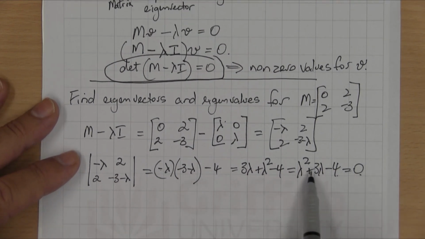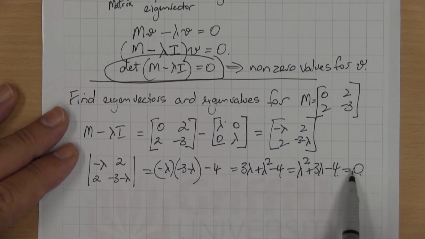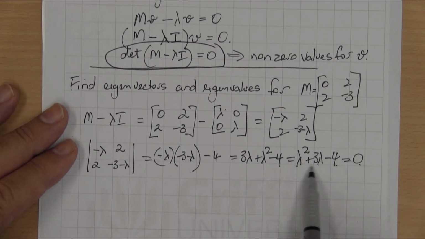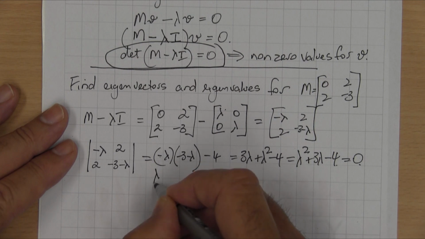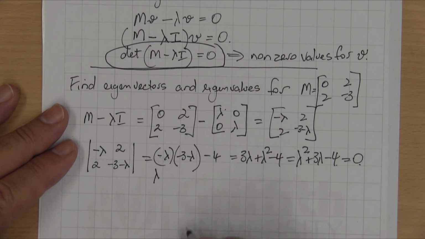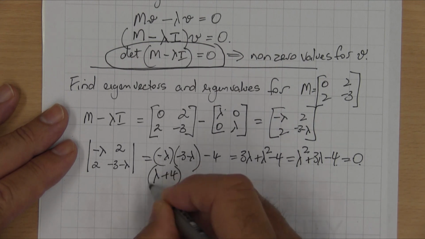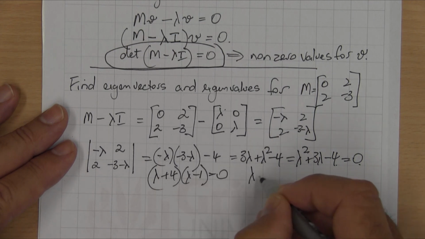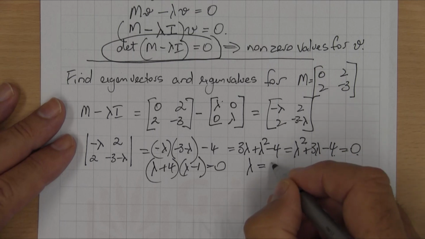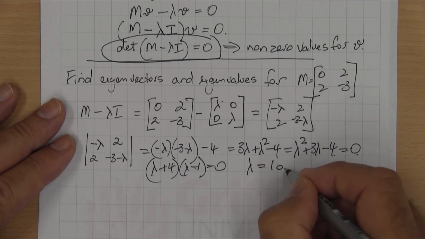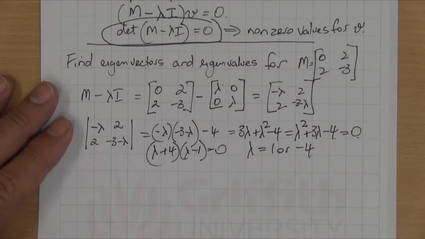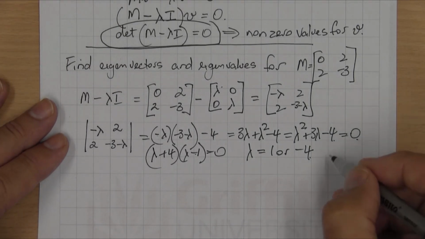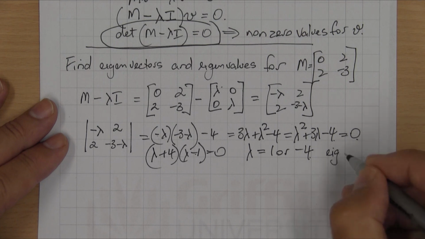If this is equal to 0, this is a quadratic, and the way to do these is to use the quadratic formula, or if it factorises, then I can see that that's going to be equal to lambda plus 4 times lambda minus 1 equals 0. So lambda has the values of 1 or negative 4. So there's two values. So we've got two eigenvalues. So these are my eigenvalues.